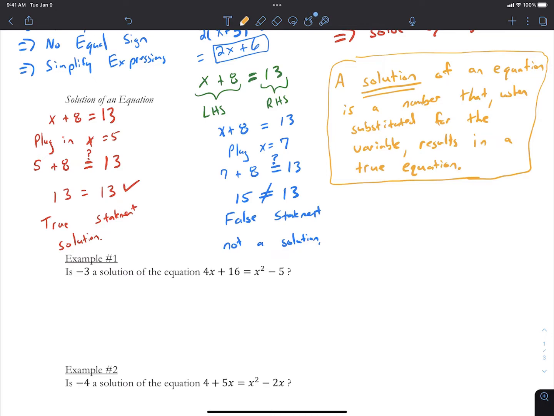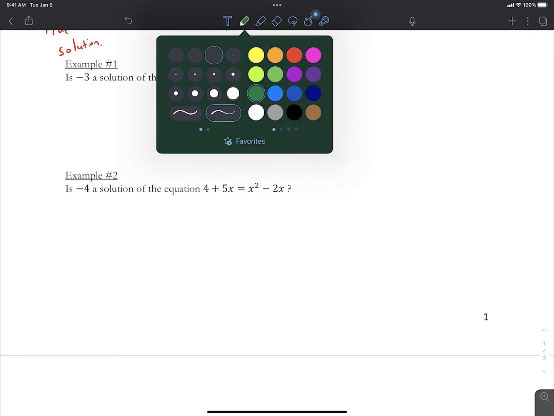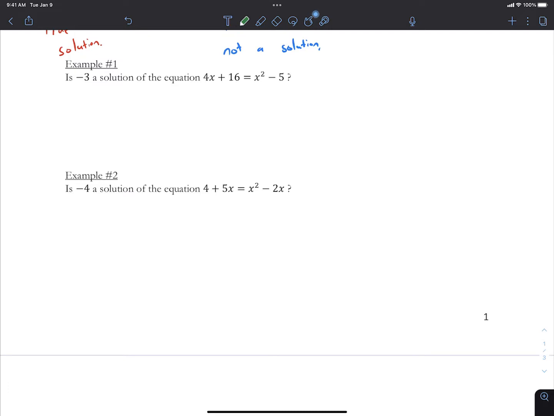So example 1 and 2 have us practicing this. Example 1 says, is -3 a solution of the equation 4x plus 16 equals x squared minus 5? Every place that I see an x, I'm going to plug in -3. In other words, let x equal -3, and I want to know if I get a true statement or not. So this would be 4 times -3 plus 16 equals -3 squared minus 5.